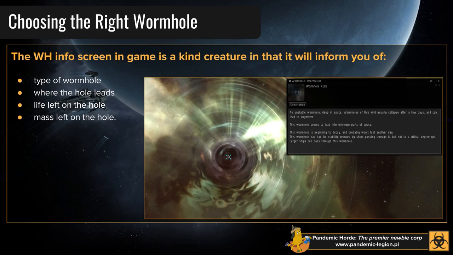All right. So let's get into choosing the right hole, because that's why we're all here, and that's an important thing to learn. The wormhole info screen is a nifty little thing, and Prihs gave me a nice screenshot for here. It will show you all sorts of good information. It's going to tell you the type of wormhole, where that leads, how much life is left on it, and then the mass. We're going to go through each of those in a little more specificity in the coming slides.